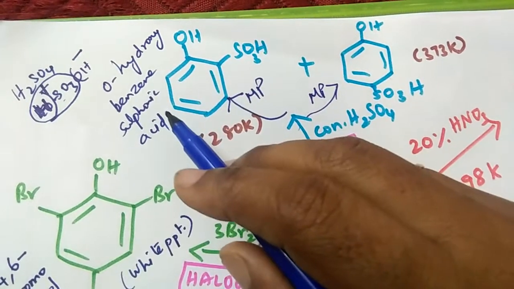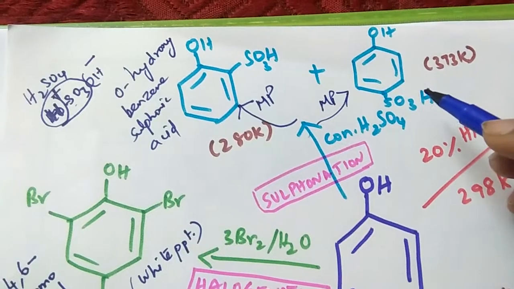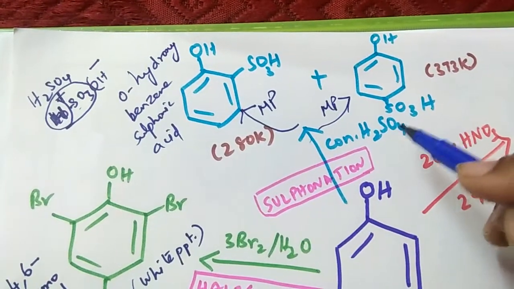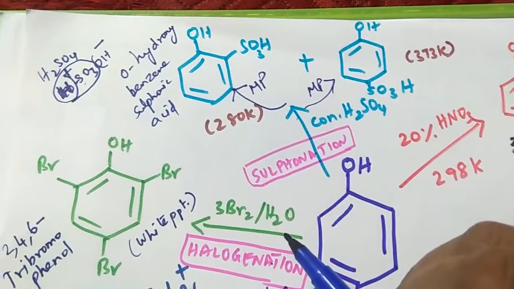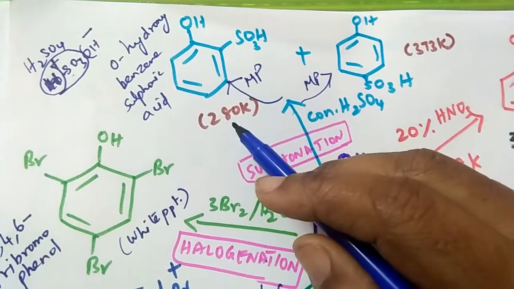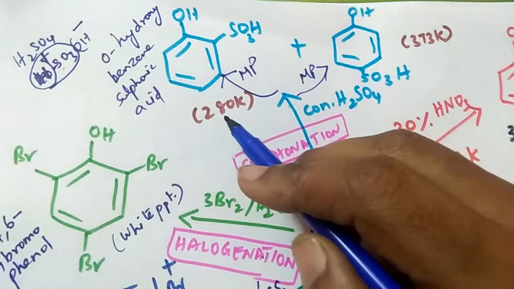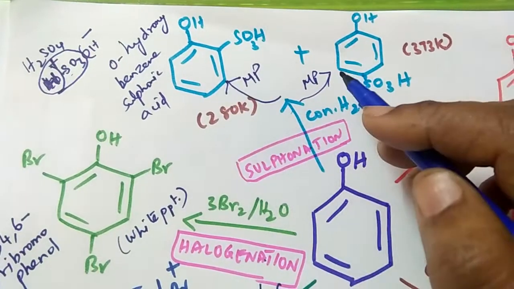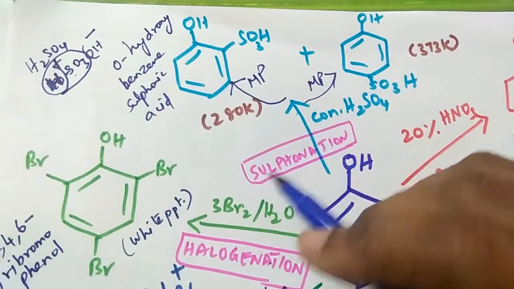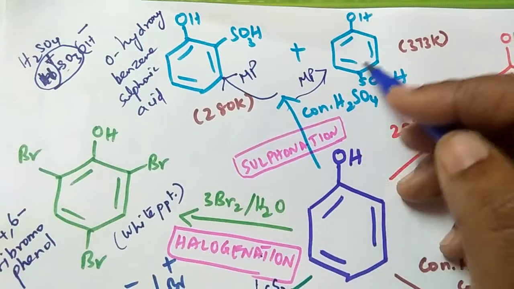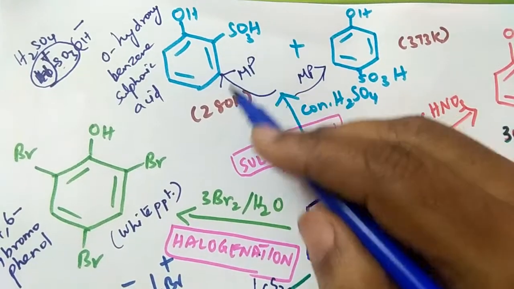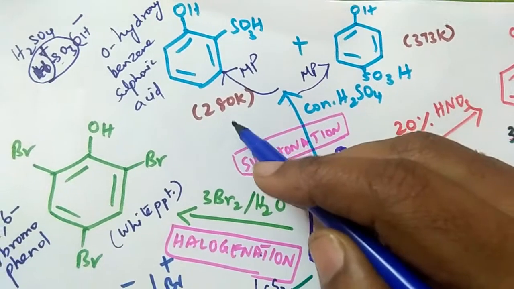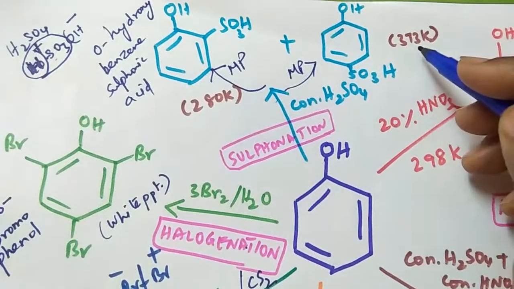In all these cases, the ortho derivatives are minor products and the para derivatives are major products, because steric hindrance is avoided in para derivatives. Generally, when ortho and para derivatives are formed, the major product is the para derivative. But if you want the ortho derivative, the temperature condition is given here. The major product will be ortho-hydroxybenzene sulfonic acid at 280 Kelvin, and para-hydroxybenzene sulfonic acid at 373 Kelvin.